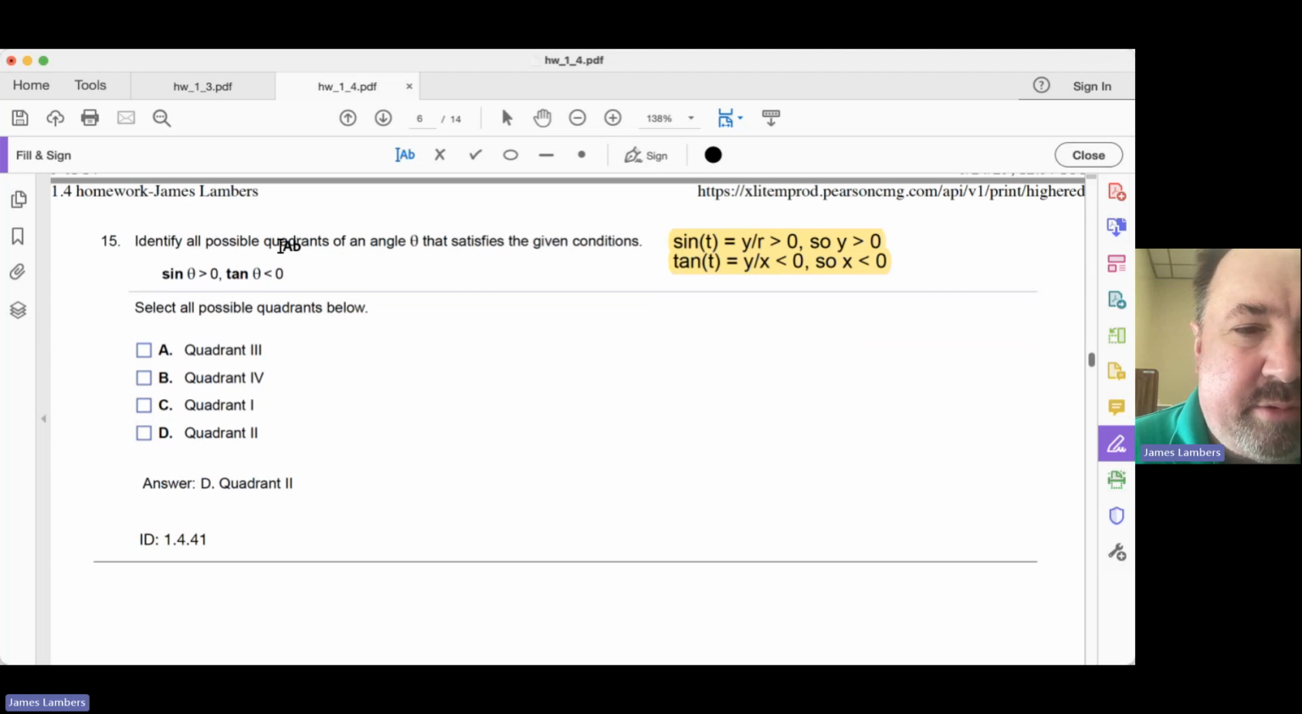All right, here, same kind of problem. You're given that sine is positive, tangent is negative. If sine is positive, y must be positive. Tangent is y over x. Y is known to be positive. If a whole fraction is negative, the only way that can happen is if y and x have opposite signs. So x must be negative. So if y is positive but x is negative, that must be quadrant 2.